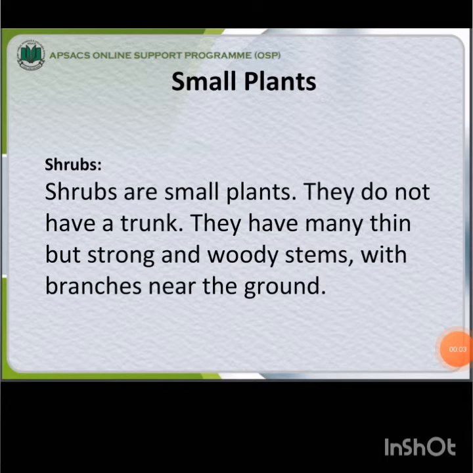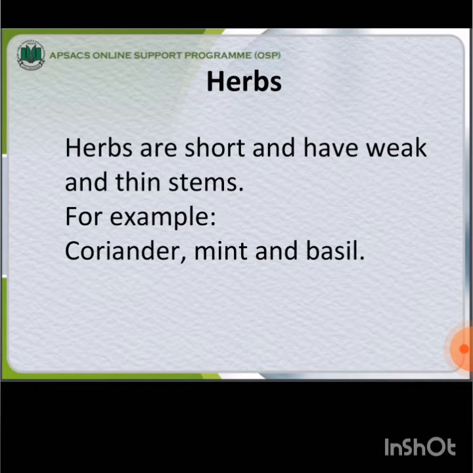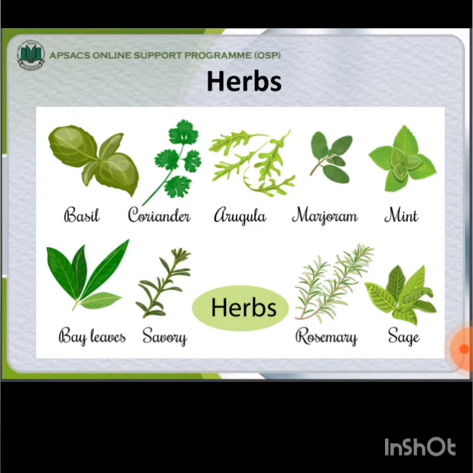Next, small plants, shrubs. Shrubs are small plants. They do not have a trunk. They have many thin but strong and woody stems with branches near the ground. For example, rose, sunflower, money plant. Next, herbs. Herbs are short and have weak and thin stems. For example, coriander leaves, mint leaves, and basil leaves. These are examples of herbs.